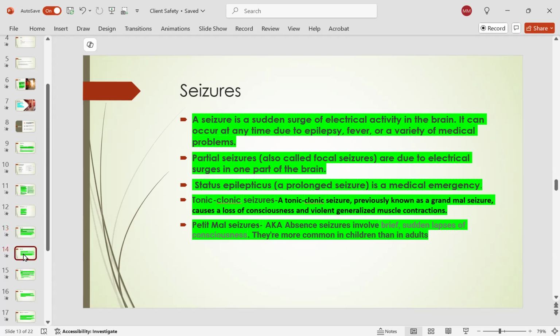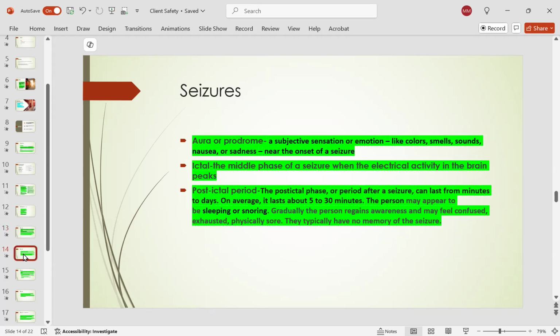Okay. Now we're going to talk about what happens before, during, and after. And know these words. There's something called an aura. They also call it a prodrome, but aura is the most common term. It's a sensation that happens right before a seizure starts. So people that have chronic seizures will either smell something, hear something, or feel something. It's almost like a warning that their body's giving them that they're going to have a seizure, and it sometimes gives them the opportunity to get themselves into a safe place.